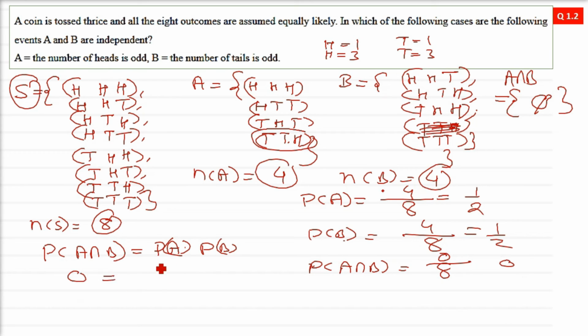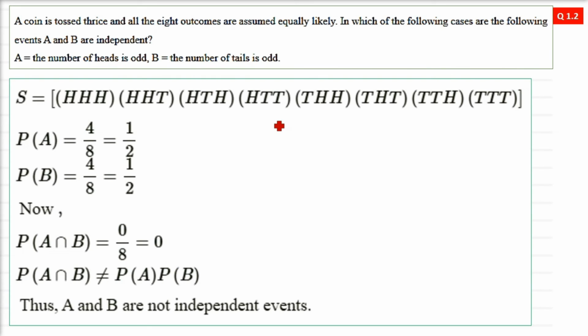So do you think that half into half is equal to 0? No, 1 by 4 is not equal to 0. That means these events are dependent. They are not independent. They are dependent. So this is how we are going to go about it. Writing A and B and A intersection B set is mandatory.